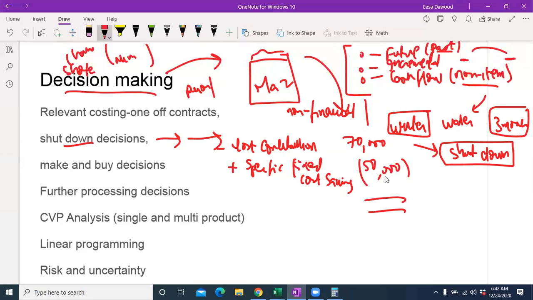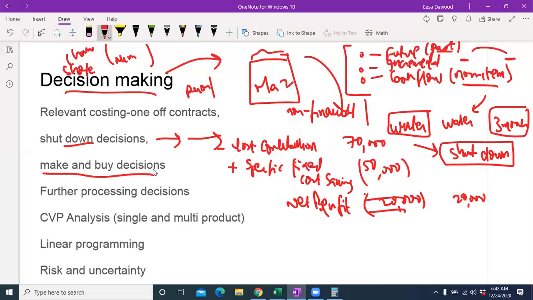But I will also save 50,000. And then I'm going to see the net impact of that. What is the net benefit? Here I lose 20,000, so the company will lose 20,000. So it's what you recommend: in the end, it is not good for the company to shut it down, and we will continue. Okay, so that's how you're going to take the decision.